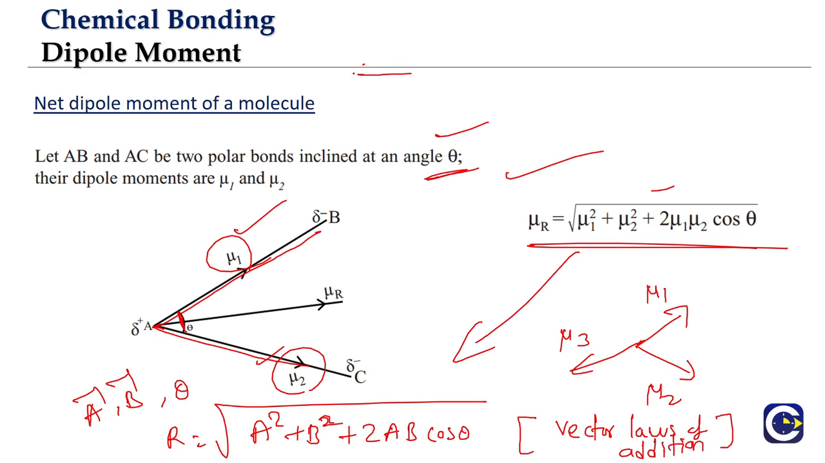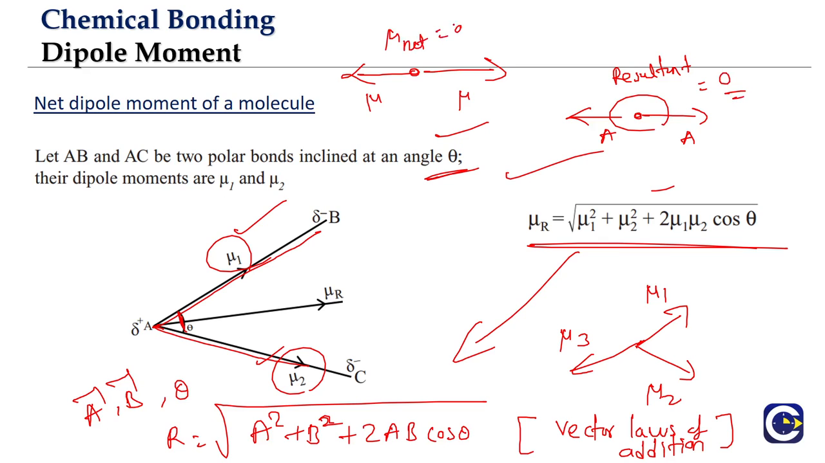Think about a simple case: if you have two dipole moments of equal value, this is mu, this is also mu, but in opposite directions. If there are two forces acting with equal value and opposite direction, what will be the resultant? Zero. They both will cancel. Similarly here, the net value of them will be zero. So these are some of the principles of the vector law of addition. Whenever we are adding dipole moments, we have to always follow the principles of vector addition and then find the resultant.